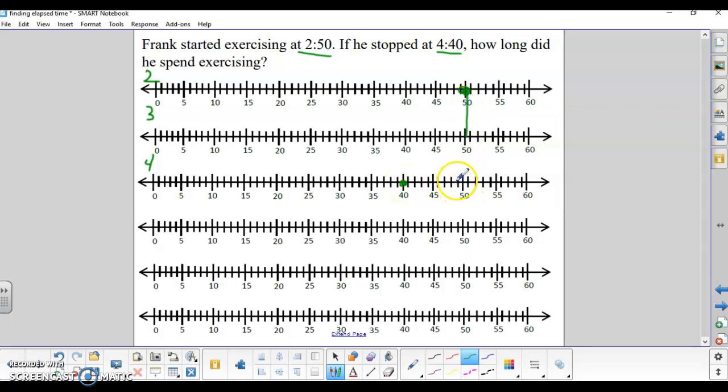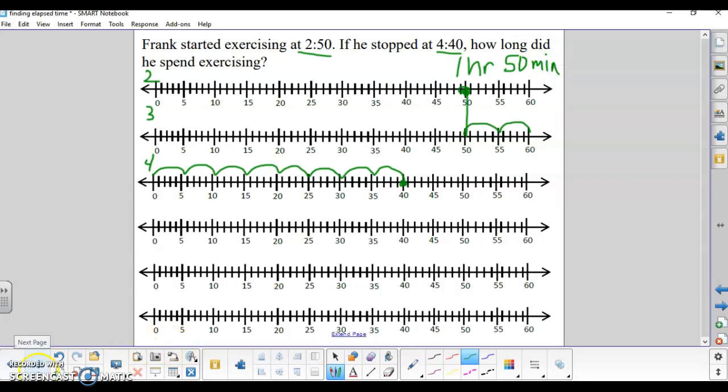So I cannot go to full hours. So I have 1 hour. And now I need to count minutes by 5. 5, 10, 15, 20, 25, 30, 35, 40, 45, 50. So he spent 1 hour and 50 minutes exercising.